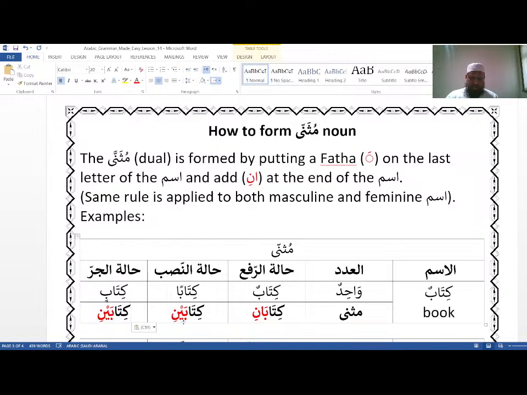Because if we change the kitabayni in halatul nasb, we know it is fatha. If we change that into fatha, this noon is not telling us this is muthanna. Muthanna noon is always kasra. If we say kitabayna, that means it is a solid ism, the name of something, coming as maf'ul.